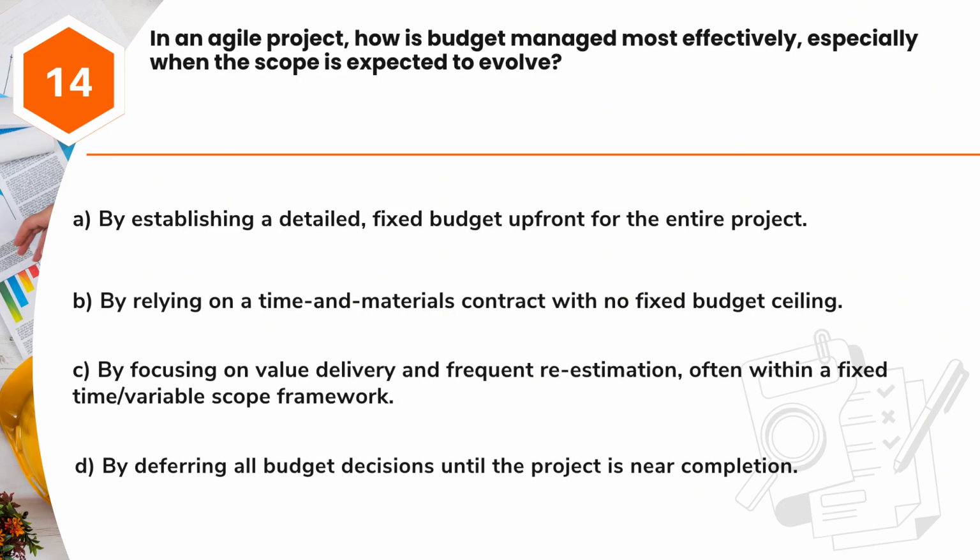Question 14. In an Agile project, how is budget managed most effectively, especially when the scope is expected to evolve? A. By establishing a detailed, fixed budget up front for the entire project. B. By relying on a time and materials contract with no fixed budget ceiling. C. By focusing on value delivery and frequent re-estimation, often within a fixed time/variable scope framework. D. By deferring all budget decisions until the project is near completion.